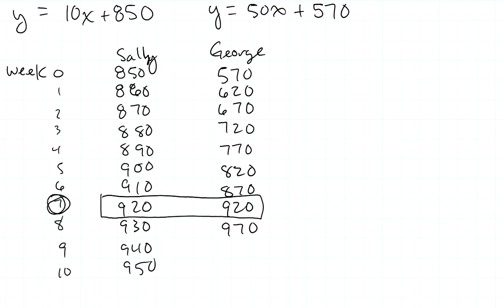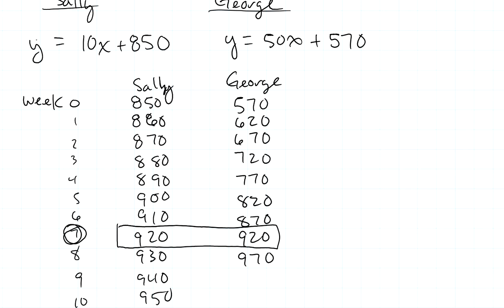Now, there's an alternate way that we can do this. We want to know when Sally's y value is exactly the same as George's y value. So what we can do is take this expression 10x plus 850 that we have for Sally's score and set that equal to the expression 50x plus 570, which represents George's score. And where those are equal, that's the value. That should be 7, right? We can see in our table it should be the number 7.